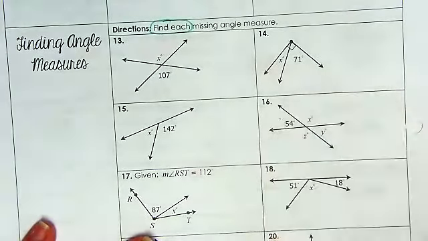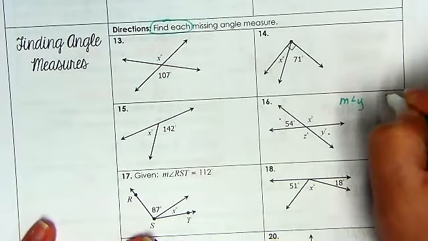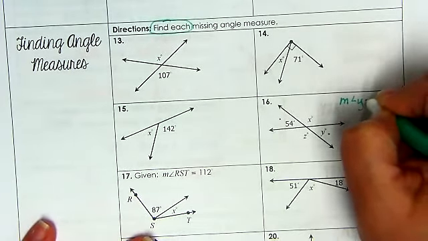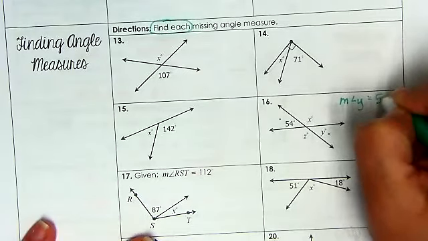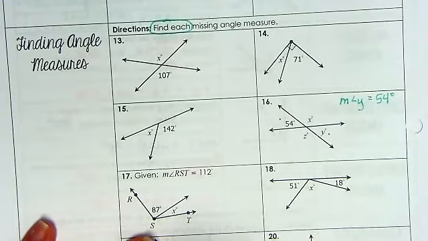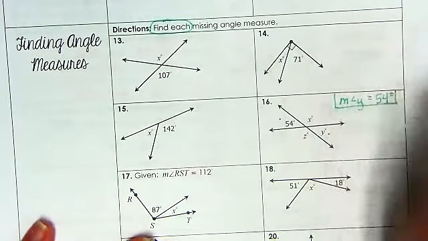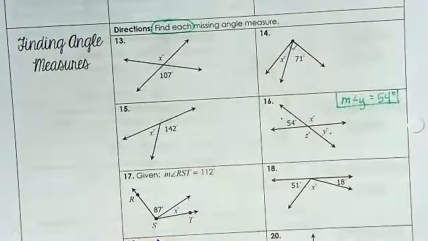So I know right off that the measure of angle Y equals 54 degrees because vertical angles are congruent. Already found one. Let's go on to the next one.